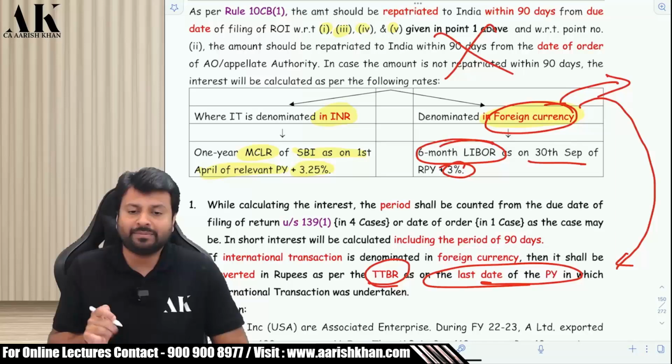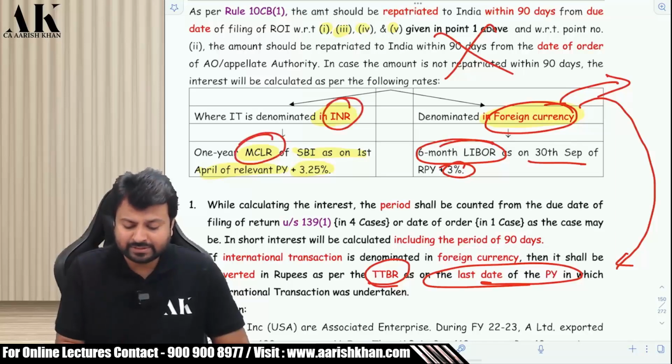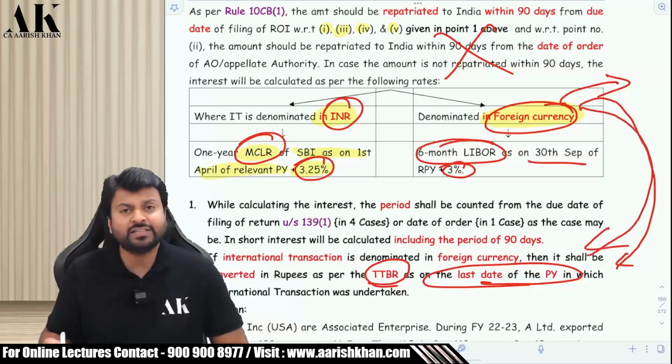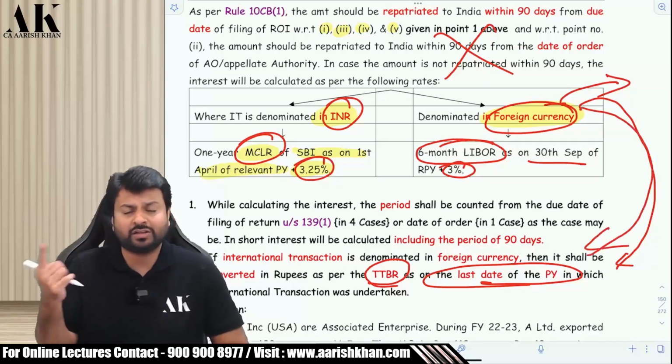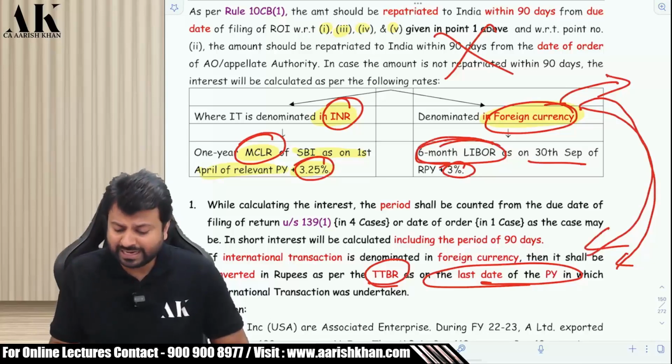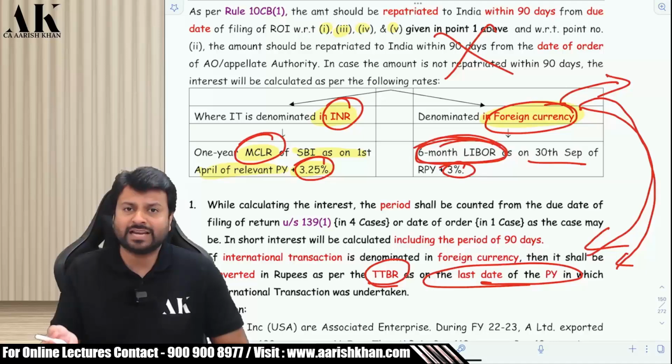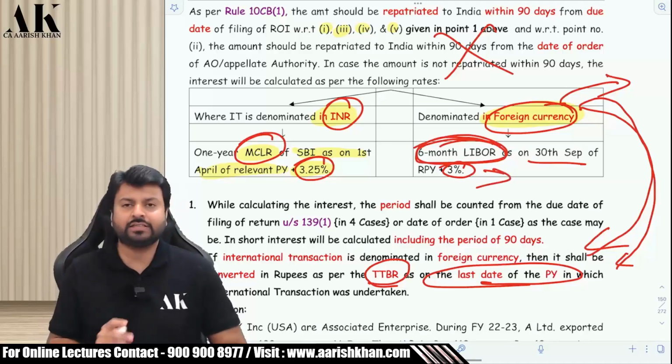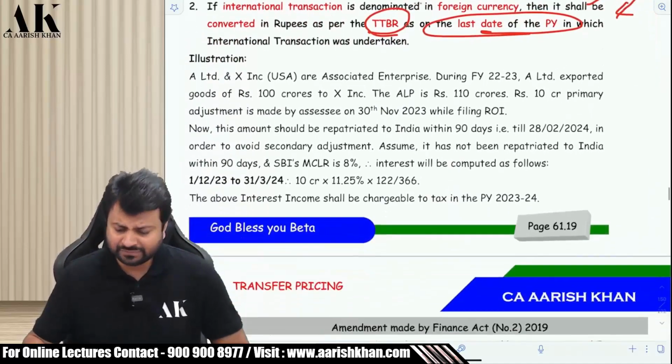But if you do not bring back the money and the transaction is in INR, then MCLR as on 1st April of the relevant previous year plus 3.25%. If it is a foreign currency transaction, then convert that into INR as per TTBR as on the last day of the year in which the transaction was undertaken. After you convert that, you have to apply the rate of interest of 6 months LIBOR plus 3% as on 30th September. Okay. And there is one example over here.